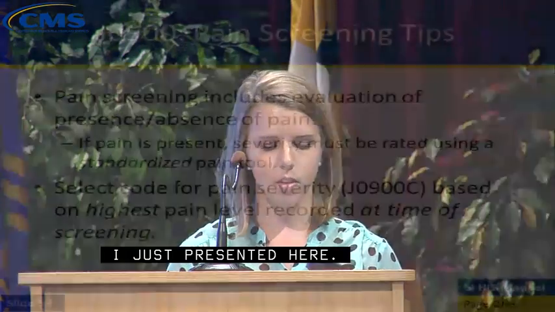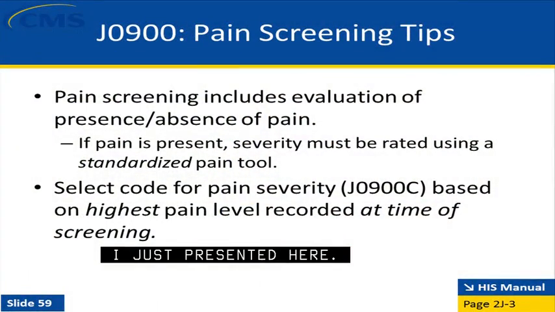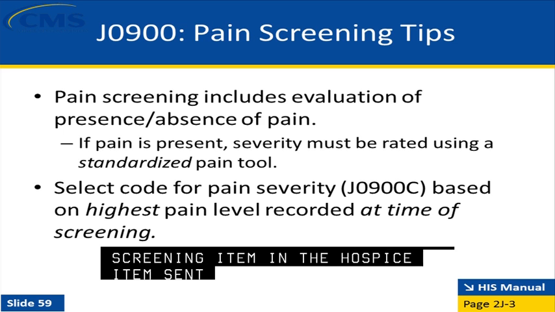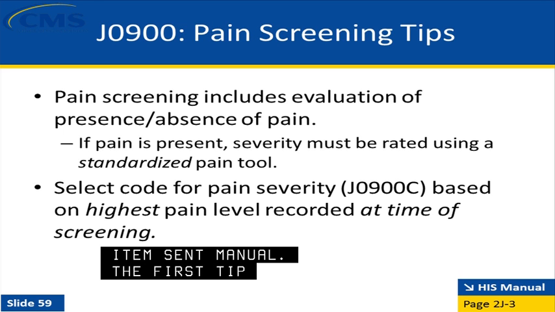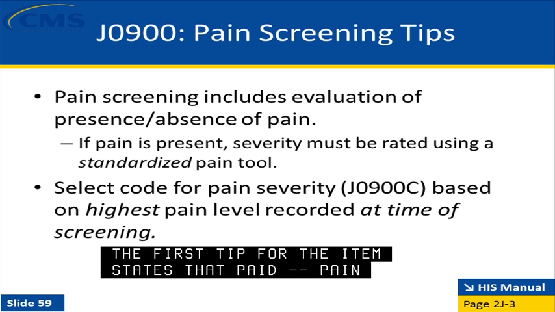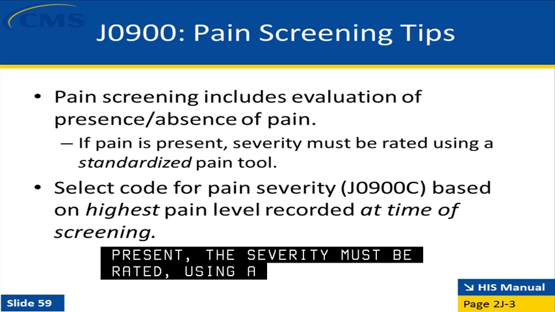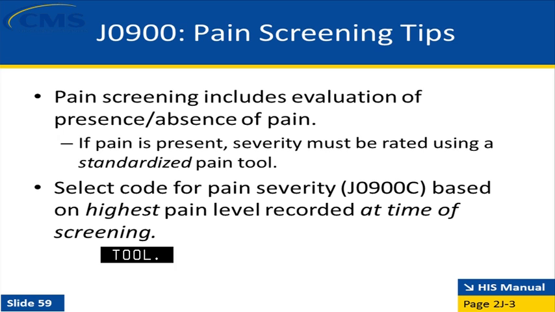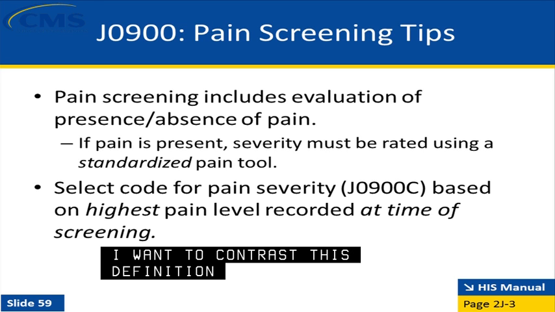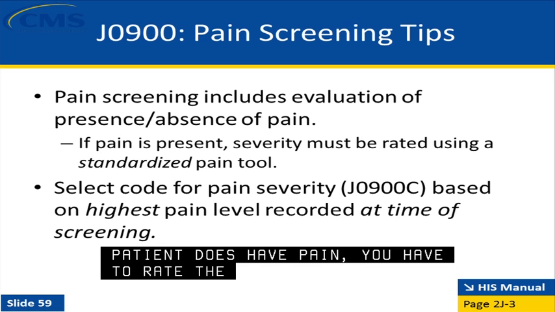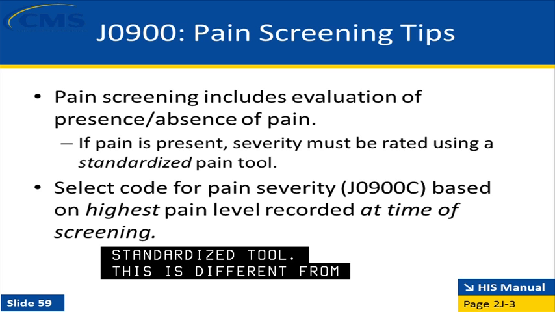Moving on to tips for this item, we can see the tips for the pain screening item on page 2J3 in the Hospice item set manual. The first tip states that pain screening must include evaluating the patient for presence or absence of pain, and if pain is present, the severity must be rated using a standardized tool. I want to pause for a moment and contrast this definition of screening for pain to the definition of screening for shortness of breath that I presented yesterday. Here, if the patient does have pain, you have to rate their severity using a standardized tool. This is different from what I said yesterday about shortness of breath. In that case, you do not have to use a standardized tool, since clinical evaluation for shortness of breath is not well defined.